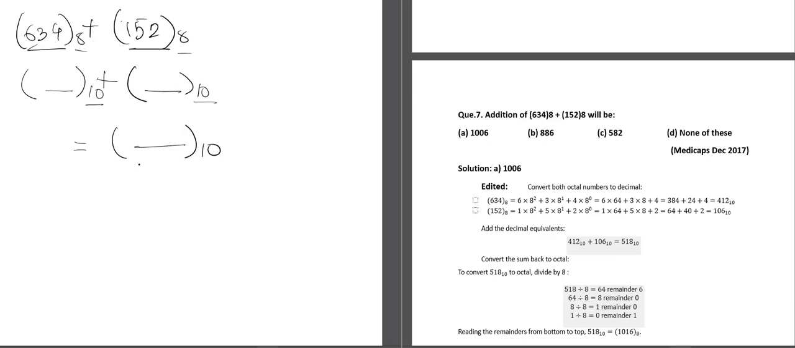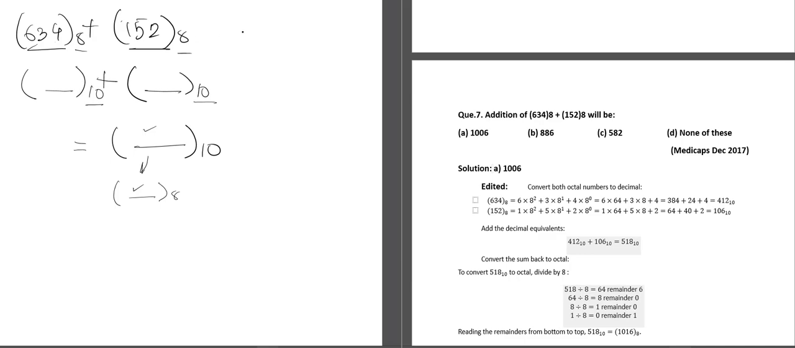And then that resultant decimal number will be converted into an octal number. That means the number which we get in the decimal number system will be converted into a number in the octal number system, right? So let us start with this problem.